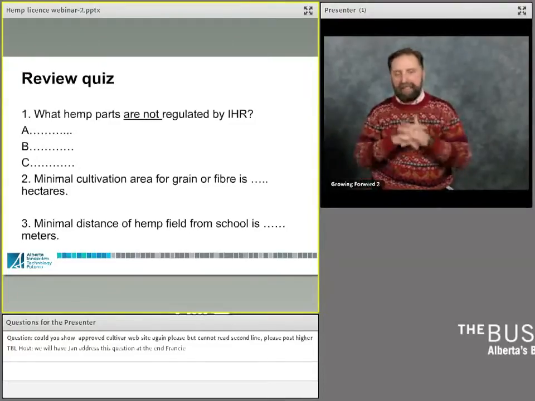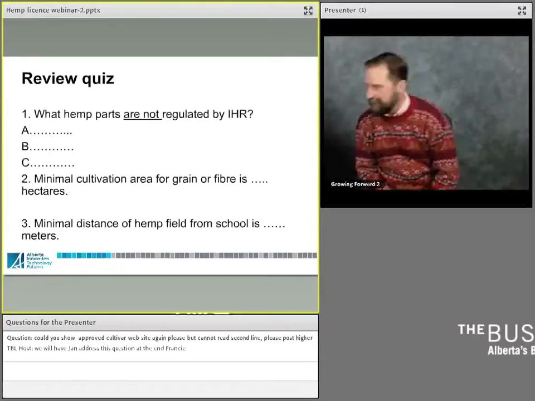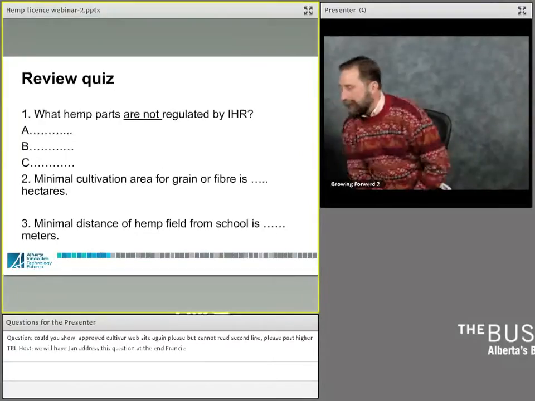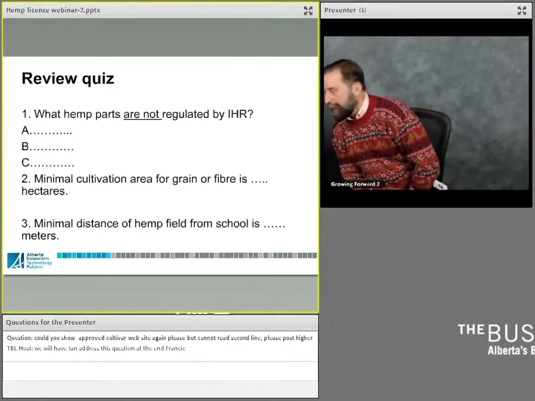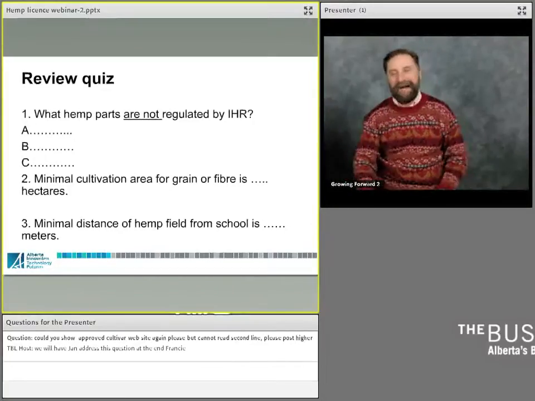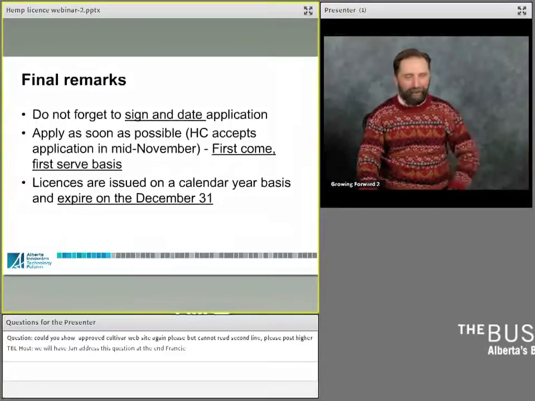The minimal distance of a hemp field from a school or other facility frequented by minors is how many meters? I think we've got everyone. Yes, finally we got the right answer. Four people answered 1 kilometer. I asked how many meters. It was a tricky question. It is 1,000 meters, or 1 kilometer. You got it right. Excellent.